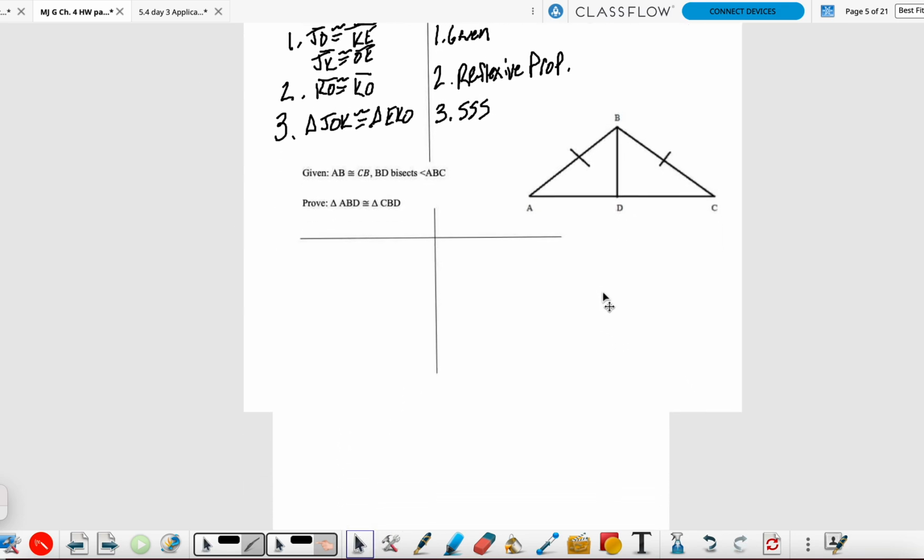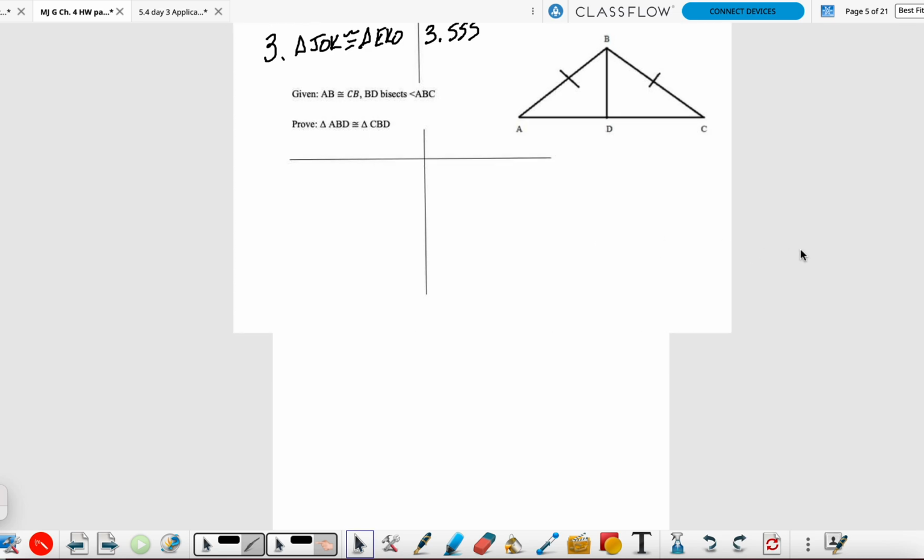I'm going to give myself a little bit more room. This one is probably one of the harder ones out of the 4 that you were assigned. We're given AB is congruent to CB, that's marked in. We're also given that BD bisects angle ABC, and this is maybe the hardest part. We want to prove the triangle on the left is congruent to the triangle on the right. We'll write down our given: AB is congruent to CB, and BD bisects angle ABC.